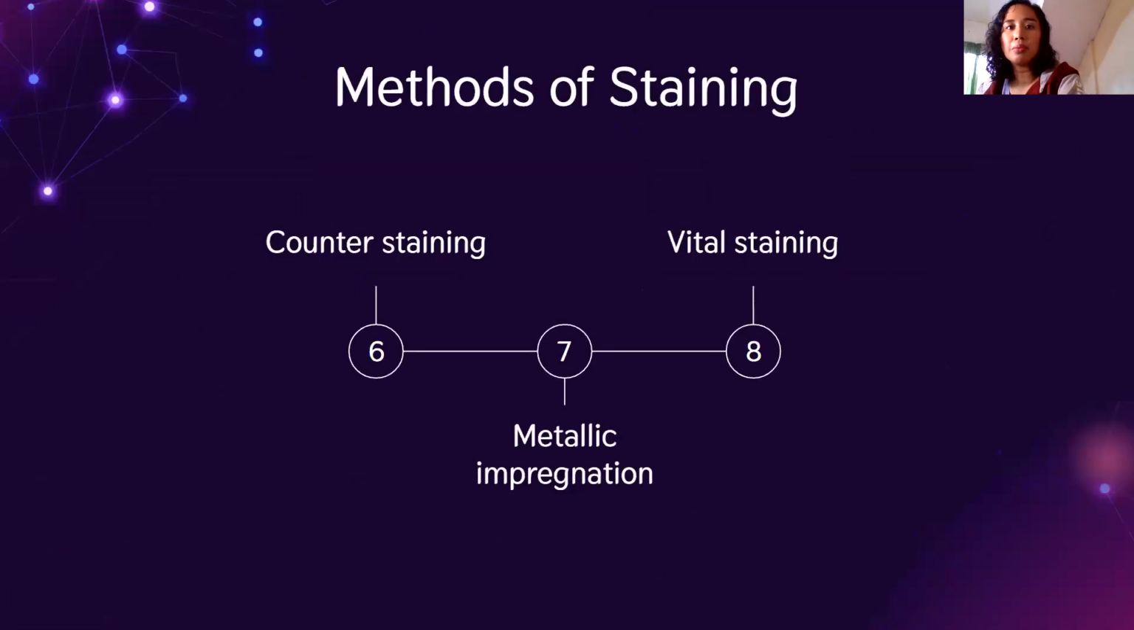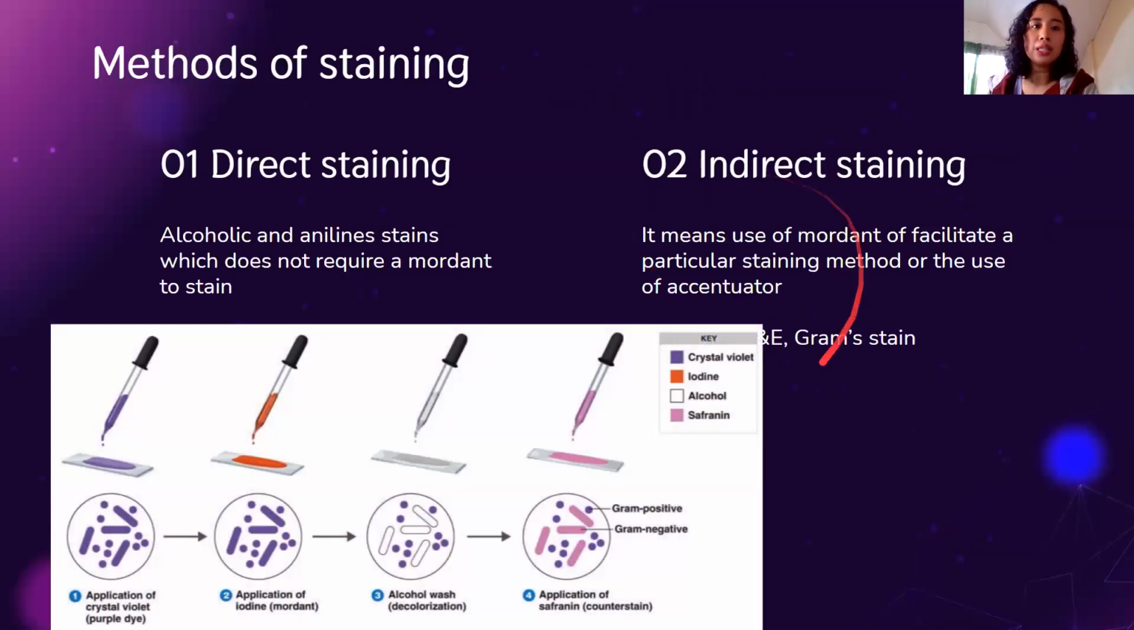What is a mordant? We'll get to that later. An example here is gram staining. Don't forget gram staining. The steps: crystal violet, iodine, alcohol, and safranin. The mordant here is iodine. Your mordant, guys, creates a bridge, a link, between your dye and your tissue. So it improves the staining.